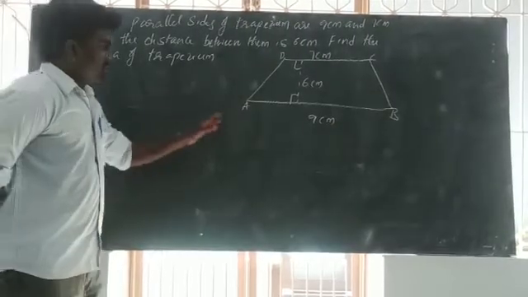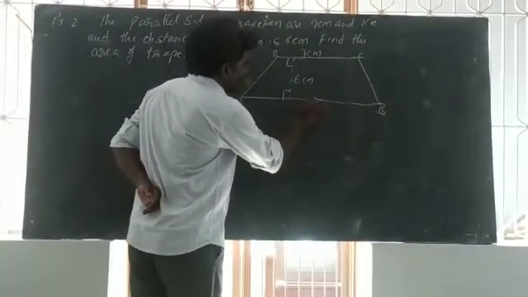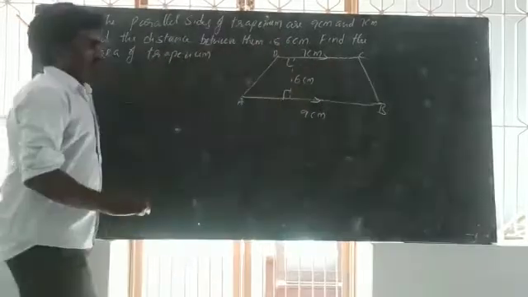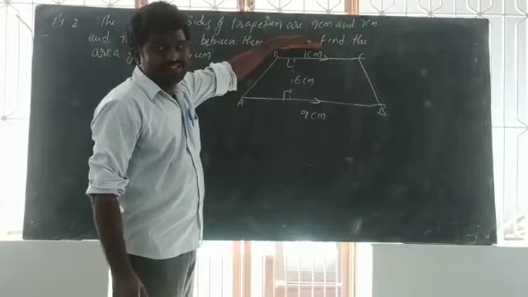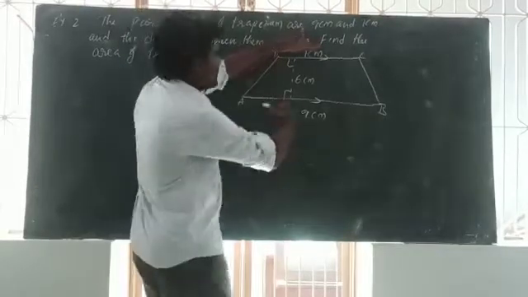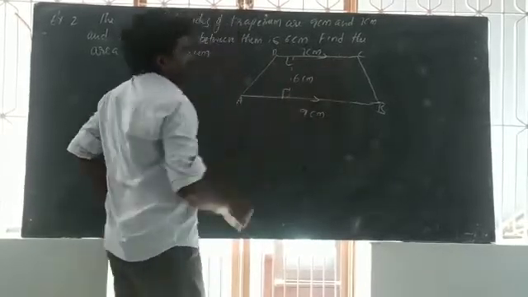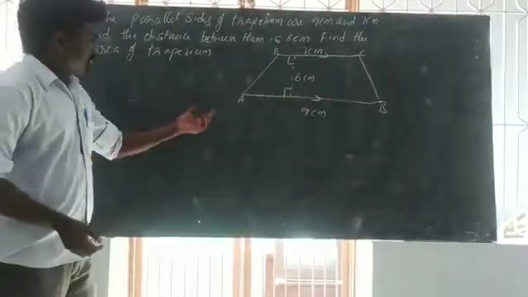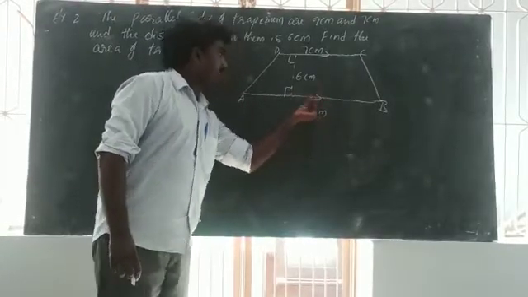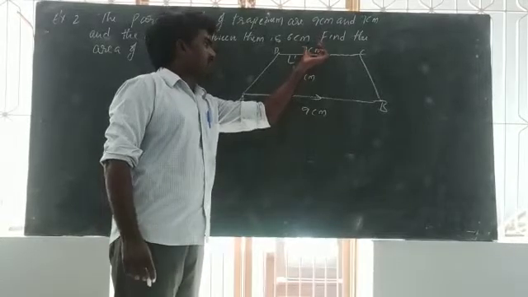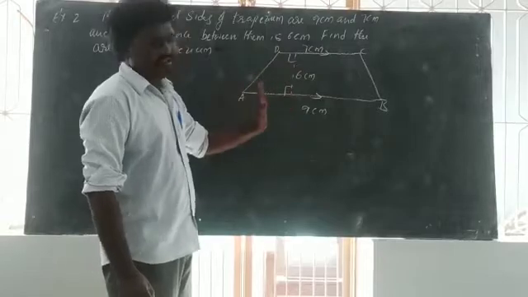Here ABCD is a trapezium. Trapezium means one pair of opposite sides are parallel. Here AB is parallel to DC. Parallel lines mean the distance between the two lines is the same. You take anywhere, the distance between these two lines is the same. They have given that the length of one parallel side is 9 centimeter, another parallel side length is 7 centimeter, and the distance is 6 centimeter. This distance is nothing but height.